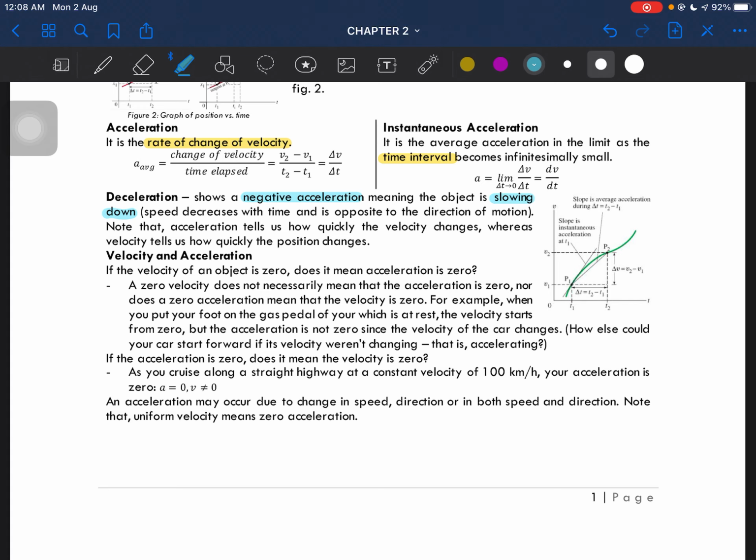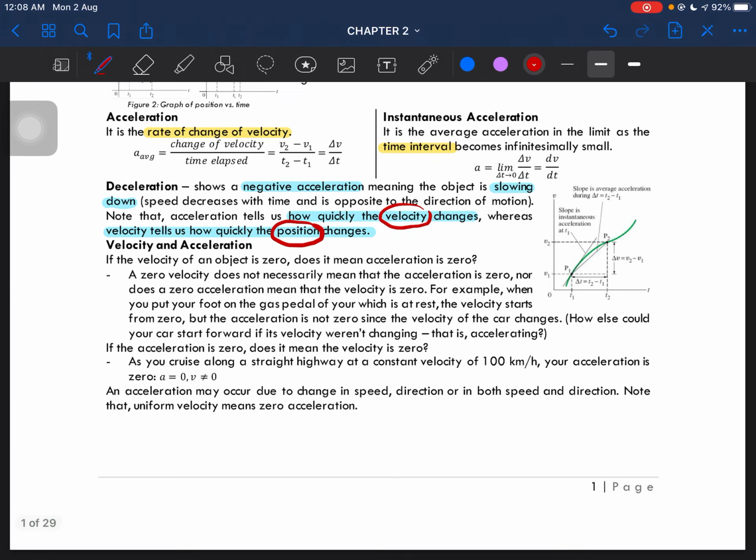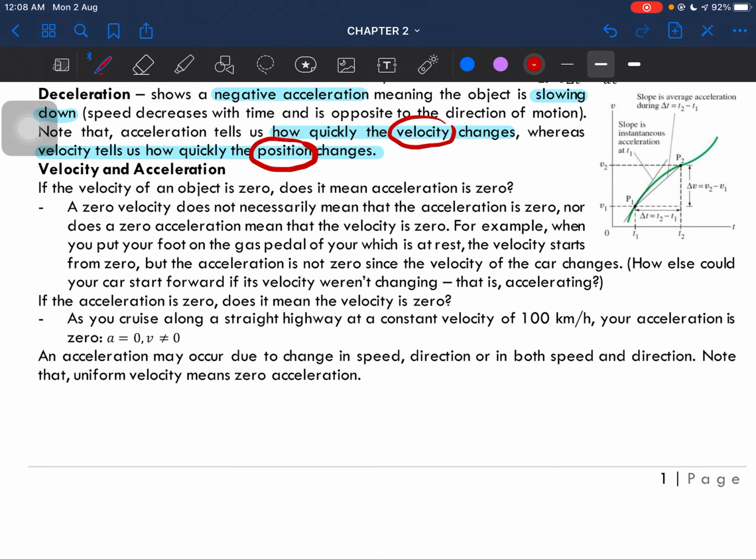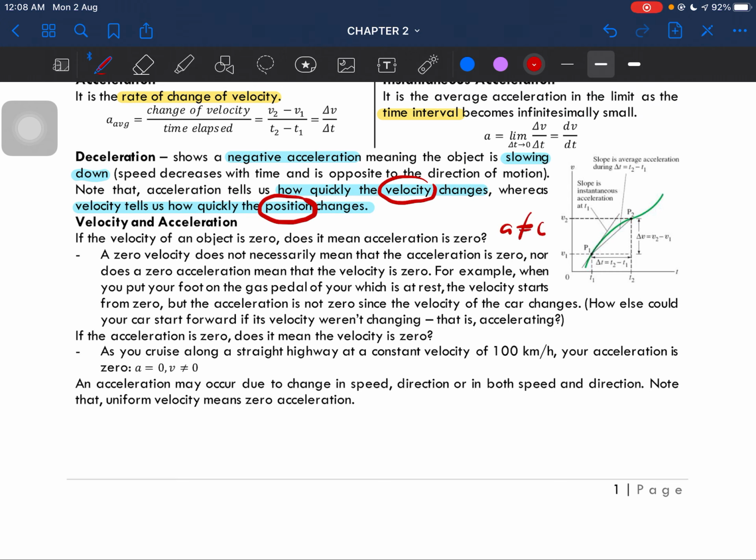So what does acceleration tell us? Acceleration tells us how quickly the velocity changes, whereas velocity tells us how quickly the position changes. Make sure you understand that acceleration is about velocity, whereas velocity is about position. Now these are some of the questions that are asked by students. Does velocity equal to 0 mean acceleration also equals 0? Well, it's not. In short, acceleration does not equal 0 when velocity is equal to 0.